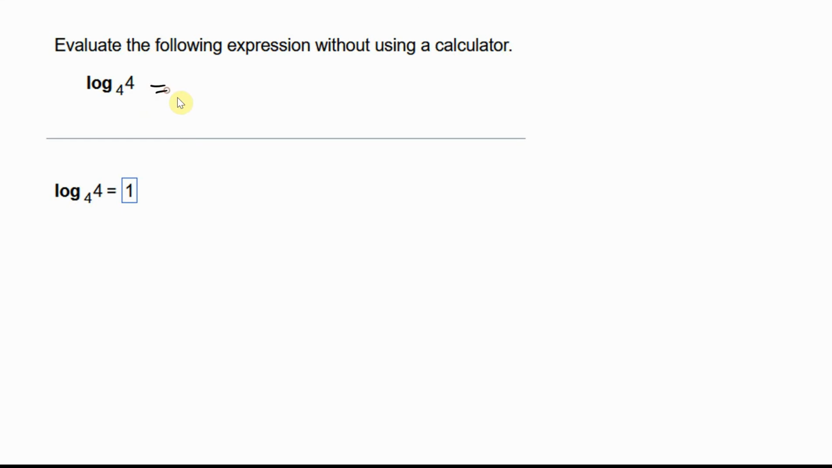This, by definition, is equal to 1. Why is that? Let's set it equal to y, use the definition. So we have 4 raised to the y is equal to 4. 4 is always automatically raised to the first power, so that implies that y is equal to 1.